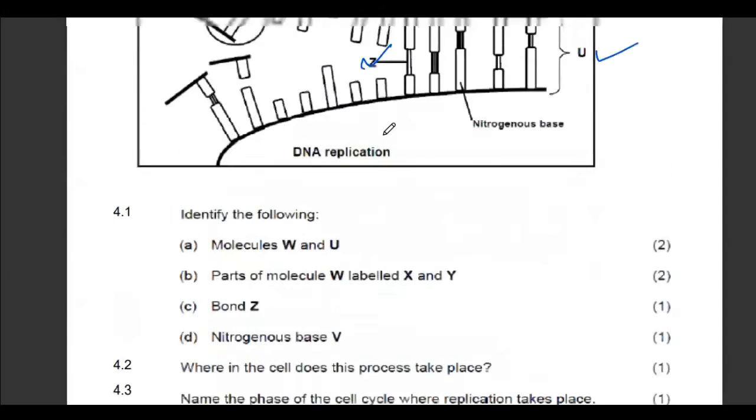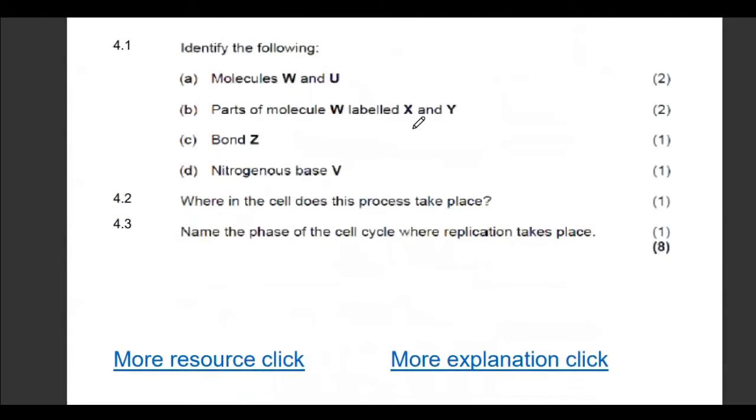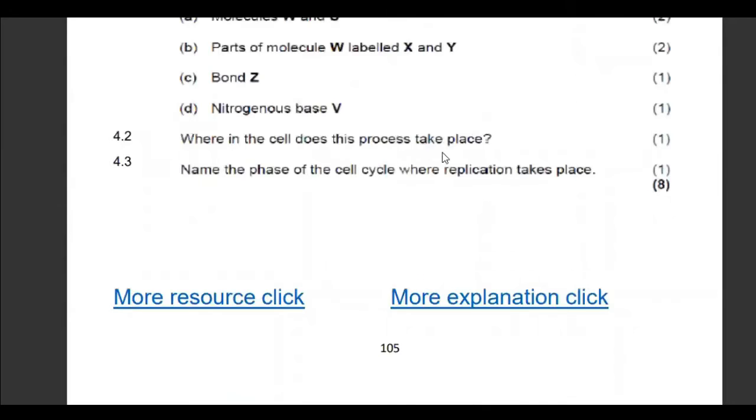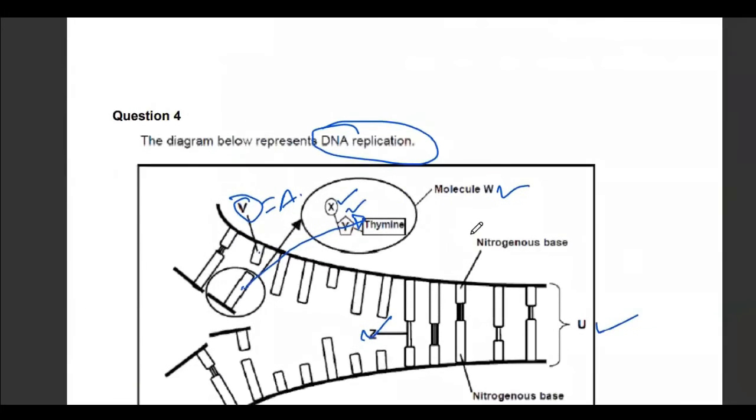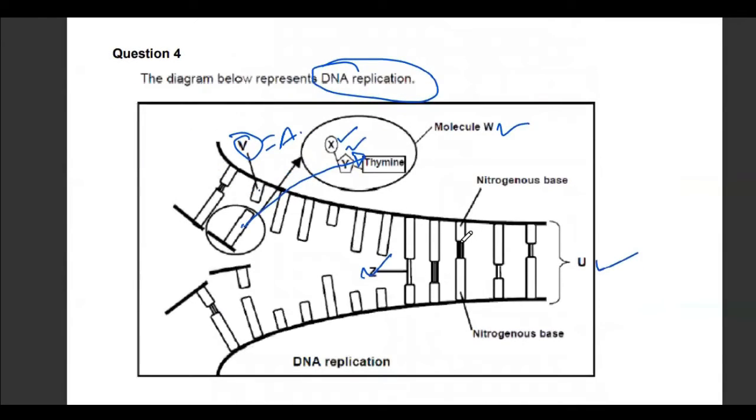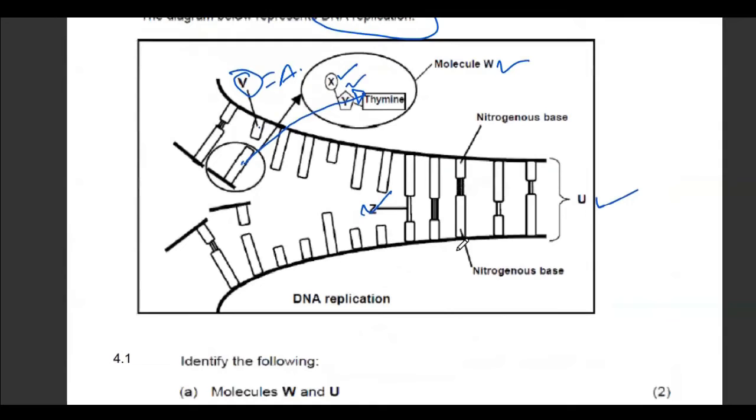Where in the cell does this process take place? We have answered this question, that this process occurs in the nucleus. In the nucleus. And then they're saying name the phase of the cell cycle where replication takes place. We have already answered it, and then we say that it is interphase. So at least when they bring such questions, you must be able to answer accordingly. So first try to answer what is being labeled. The moment you know what the picture depicts or what a picture represents, at least you are able to bring your mind and then you concentrate in that area.